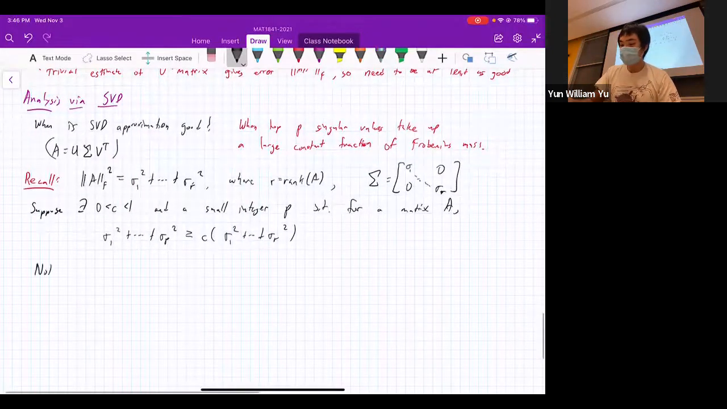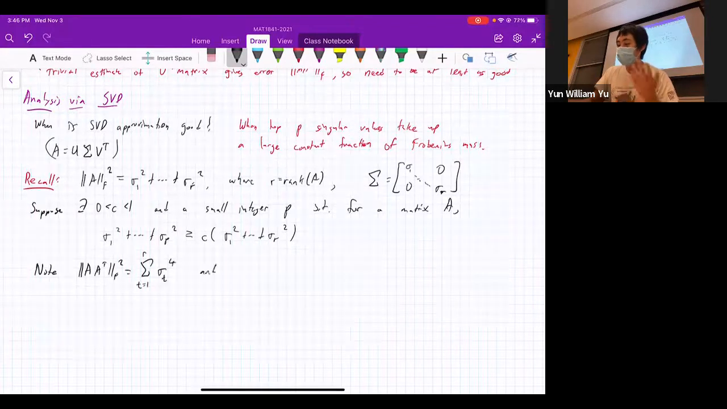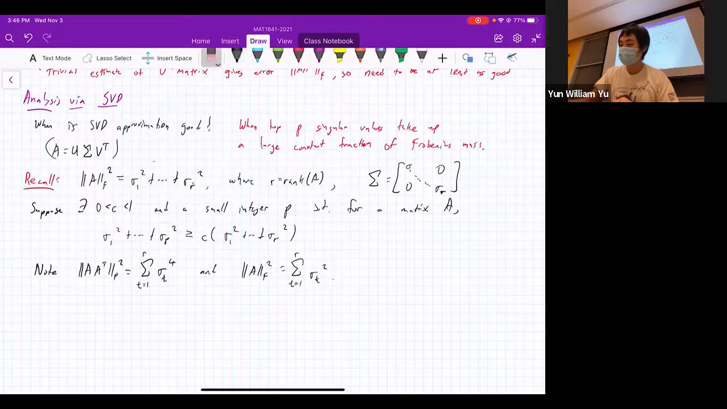And of course, note that the Frobenius norm of A transpose A squared is just equal to all your singular values to the fourth power. And just to repeat again, the Frobenius norm of a matrix squared is all the singular values squared summed. Okay, so that's exactly what we wrote up here.